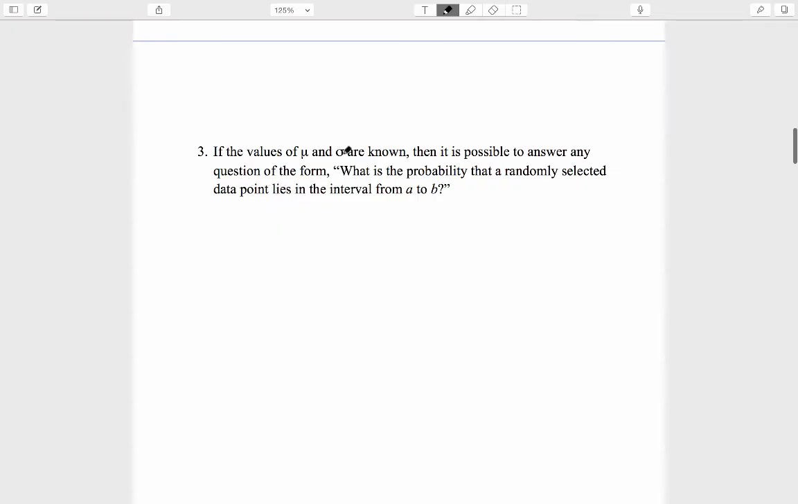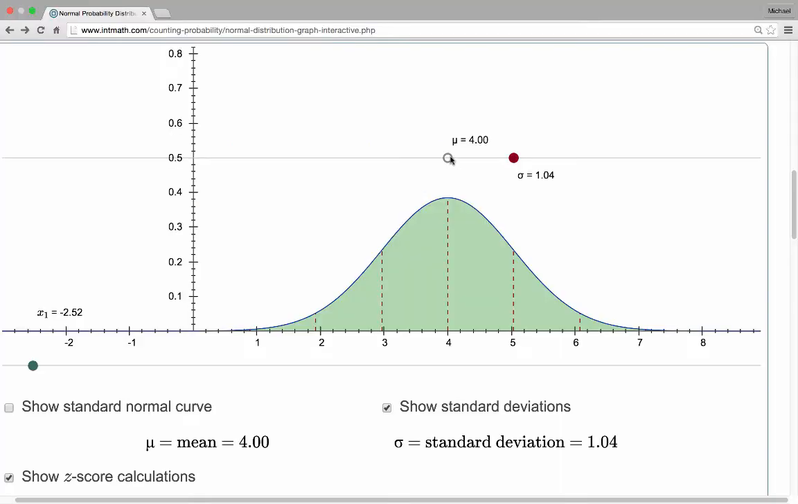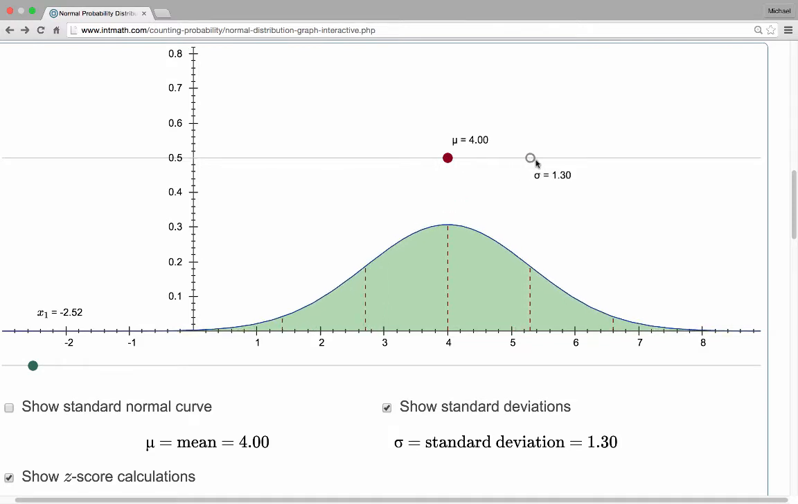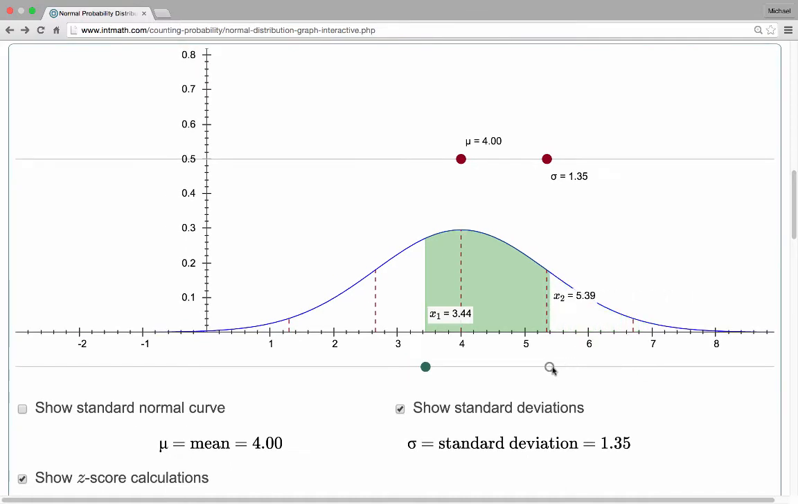Finally, if the values of mu and sigma are known, then it's possible to answer any question of the following form. What is the probability that a randomly selected data point lies in the interval from A to B? So if I know that the mean is 4 and the standard deviation is 1.35, I can figure out what is the probability that a randomly selected data point lives between, say, 3.44 and 5.39. Once I know what mu and sigma are, I have enough information to figure out how much is this probability. What fraction of the overall area under the curve is painted in green here? How do we figure that out, knowing mu and sigma?